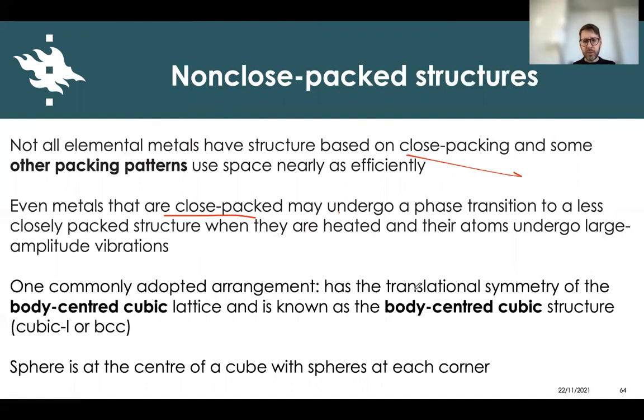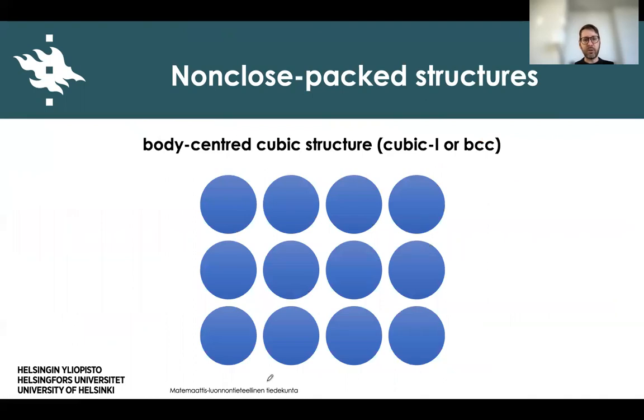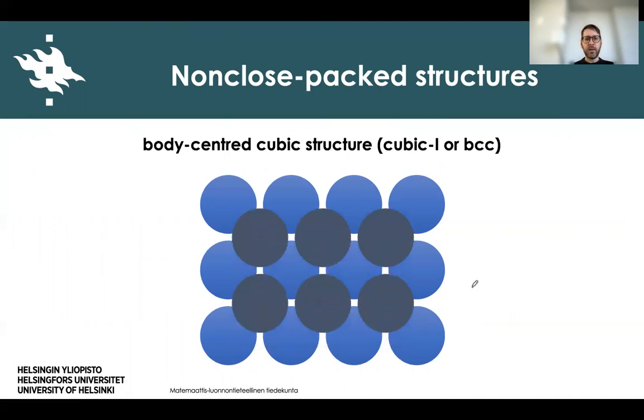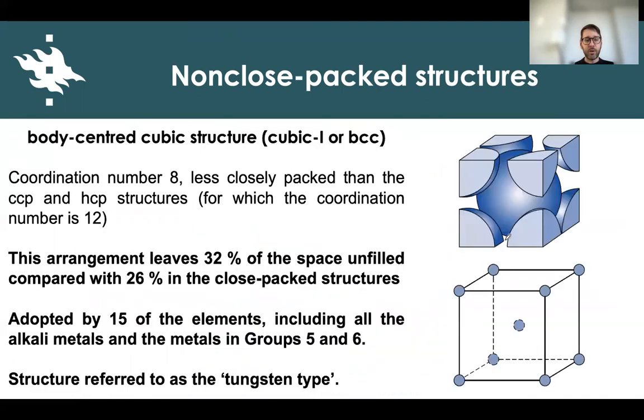One commonly adopted arrangement has the translational symmetry of a body-centered cubic lattice and is known as the body-centered cubic structure, in which a sphere is at the center of the cube with other spheres at each corner. So this is the body-centered cubic structure, and we can see that in this case, we don't have a closed packed arrangement. We have coordination number 8, which is less closely packed than the cubic closed packing and the hexagonal closed packing structures that we just described, in which we have coordination number of 12.